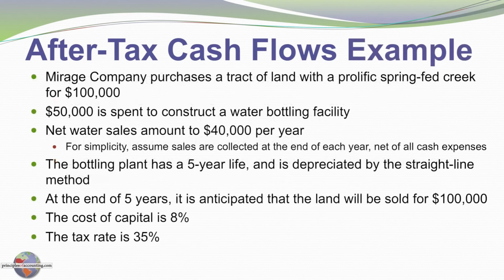They purchased a tract of land with a spring-fed creek for $100,000. $50,000 was spent constructing a water bottling facility. We're expecting to sell $40,000 in water each year, and the bottling plant will have a 5-year life and be depreciated by the straight line method. At the end of 5 years, we'll sell the land for $100,000. Our cost of capital is 8% and our tax rate's 35%.